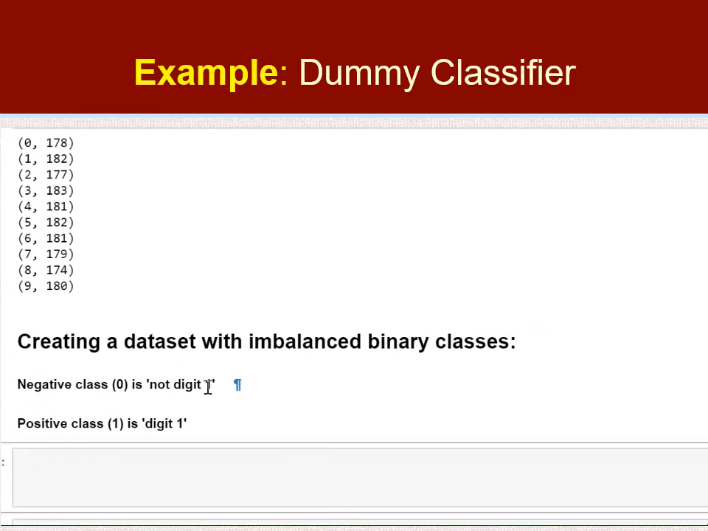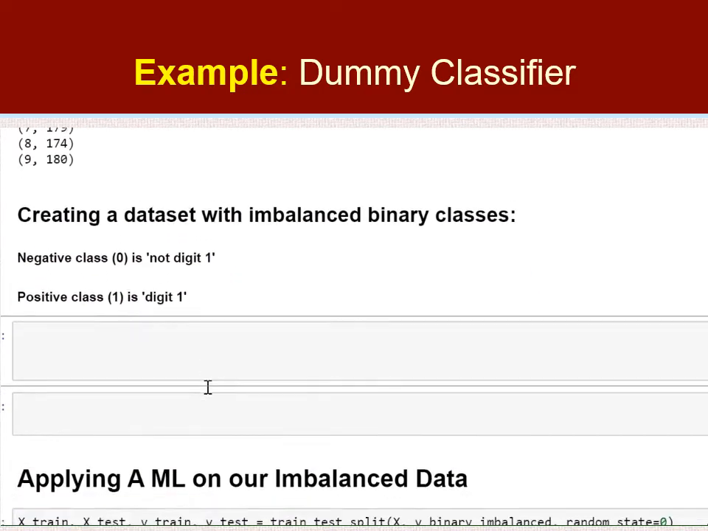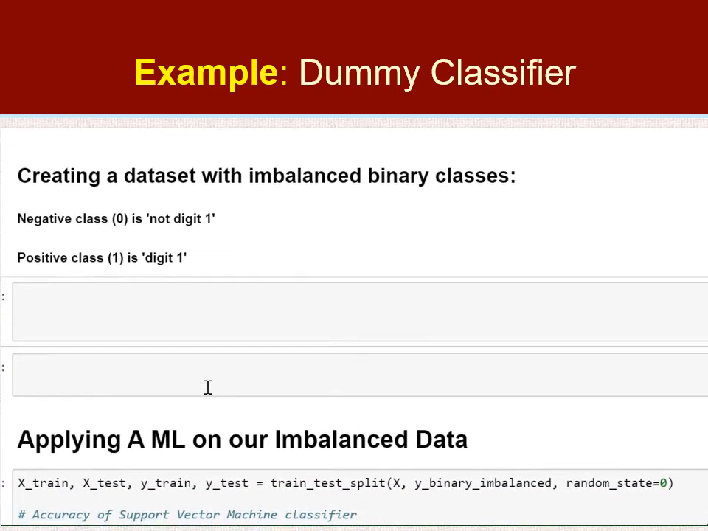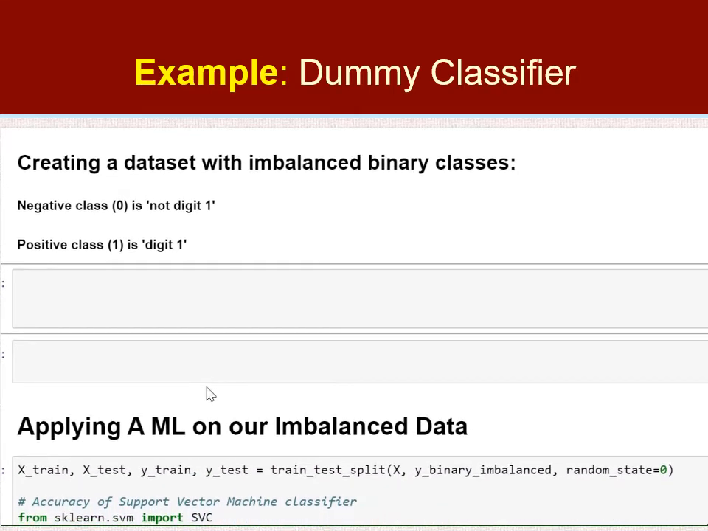Next we want to create an imbalanced data set. What we're going to do is classify every data class, which has 10 classes, into two classes. Class 1, and everything else is class 0. So if the digit is not 1, it's going to be 0. Let's go ahead and do that. I'm going to define a target variable called y_binary, because it's a binary classification problem, imbalanced.